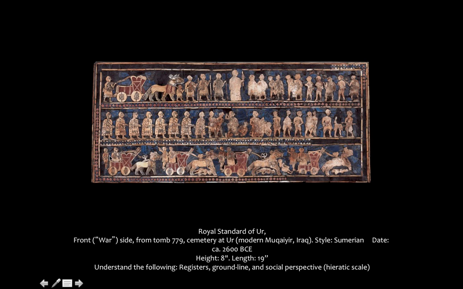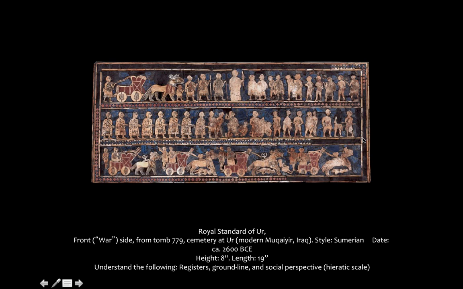A register is basically this main piece right here going across. So this is the bottom register, here's the middle register, here's the top register. So that's just the space that the figures occupy. The ground line is the line on which each of the characters is standing. So you can kind of see that the wheels, the horses, the feet of people, they're all sort of organized based on this ground line.